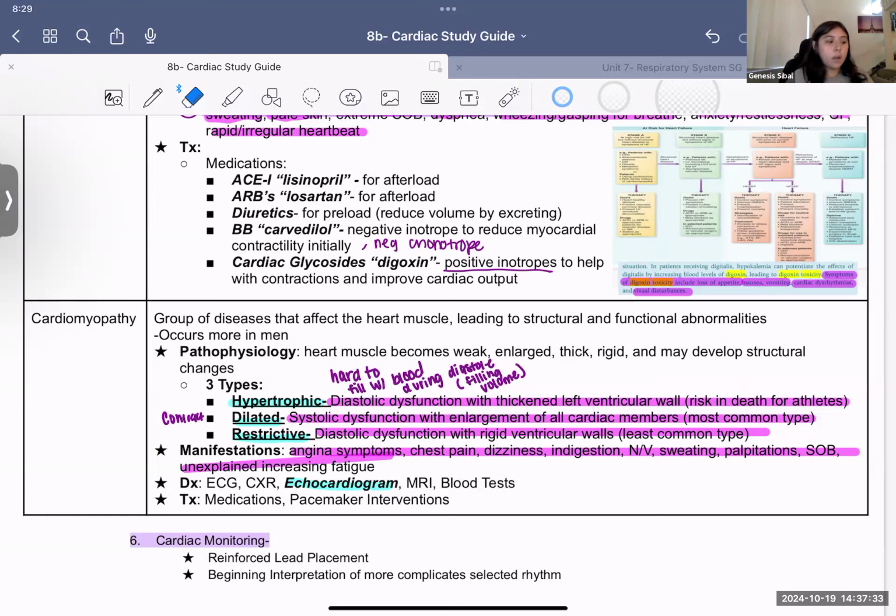So then with beta blockers, like the olols, they are negative inotropics and negative chronotropics, right? So they reduce myocardial contractility initially, so just know that. And then for cardiac glycosides, you have digoxin, which is a positive inotrope, which basically helps pump the heart. So it's going to help with cardiac output specifically, and help with the contractions of that.